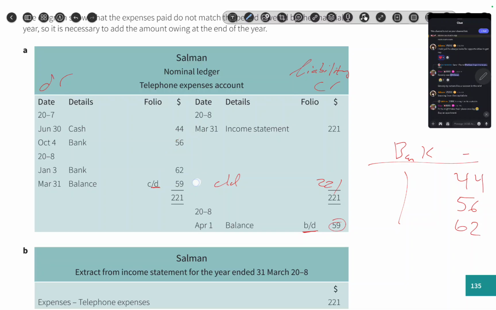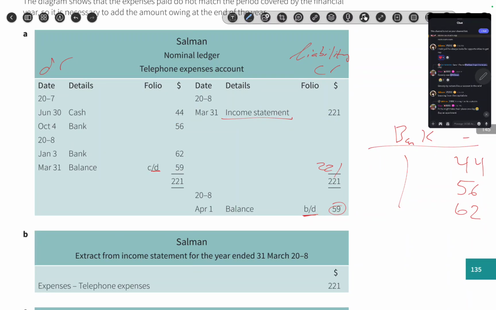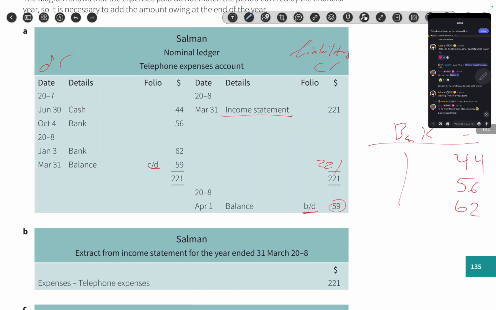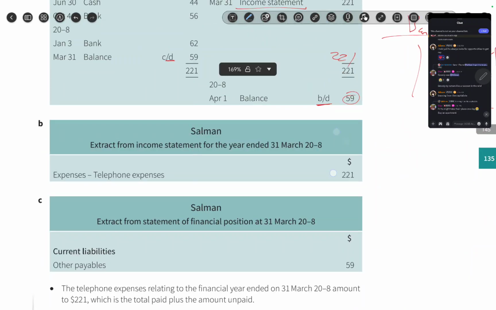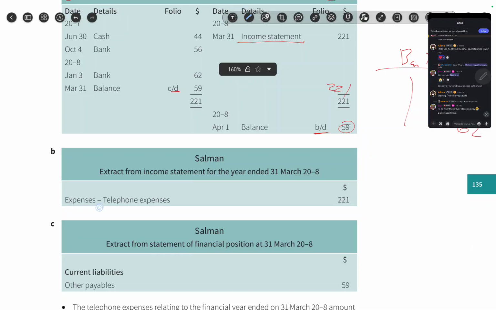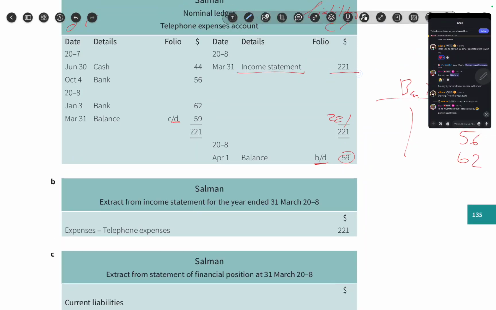So that's why you have to close the account, and instead of writing balance CD, balance BD, you're going to transfer the year's expense to the income statement. We already discussed this, and that's going to be the balancing figure, meaning the total of this minus the total of this will be the income statement, and here the total is 0, so 221 minus 0 is 221.